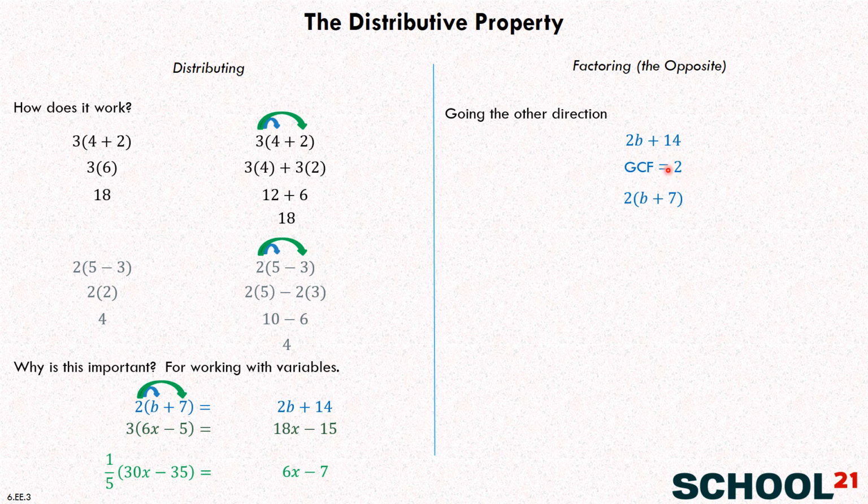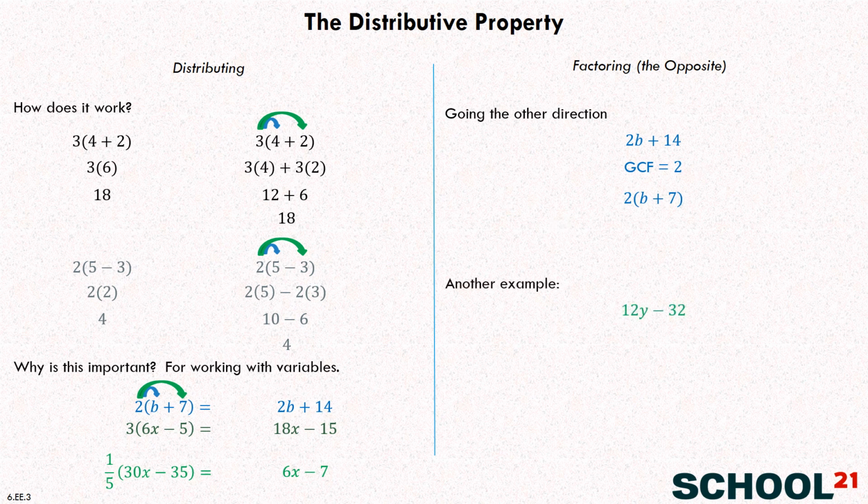So then what we can do is take that GCF, the greatest common factor, and bring it outside the parentheses, and then we just ask ourselves what's left inside. Well, to make 2b, we would just need a b there. And to make the 14, what would we need? 7. So we can get to this form, 2 times the quantity b plus 7, by using that GCF. Make sense? Yeah.